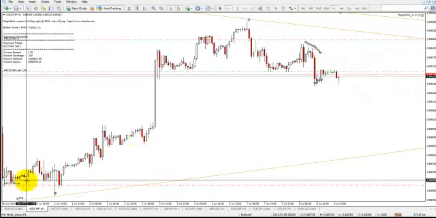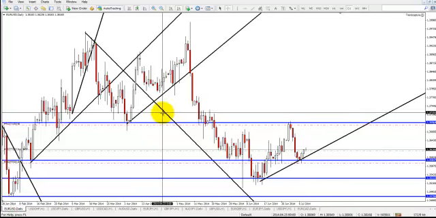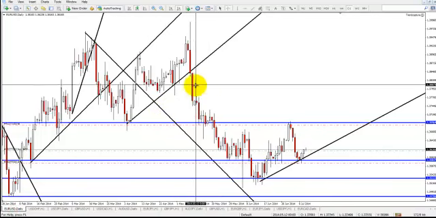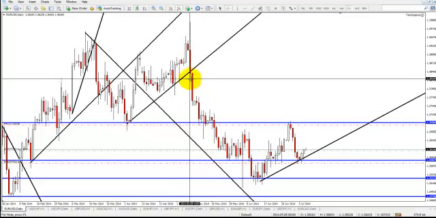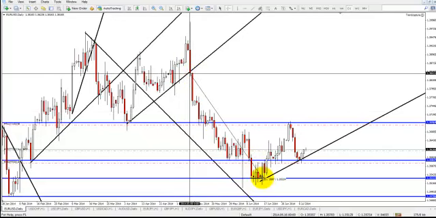Okay, so let's look at another chart, the euro dollar here. Again, the beauty of this is, there were other trend lines here, great opportunities, and the break right here. Look how far this thing just dropped.